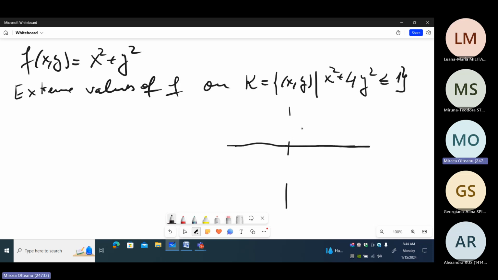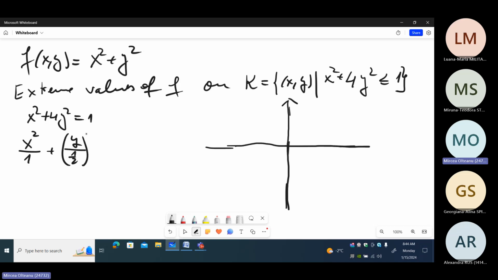We have a continuous function, namely x squared plus y squared, which is defined on this set. This set is what? x squared plus 4y squared less than or equal to 1. It's an ellipse, which in the canonical form can be written as x squared over 1 plus y squared over (1 over 2) squared equals 1. So it is an ellipse with the axes 1 and 1 over 2. It looks something like that.